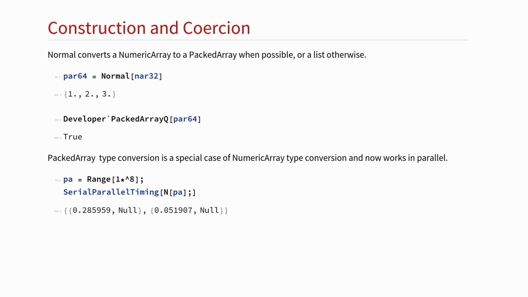And this conversion is now in parallel. So if I call Range, say with 10 to the power of 8 elements, this makes a packed array, and then I convert that to a set of floating point values, then you can see that this function N on a packed array now works in parallel. So this is the time to convert that from an integer array to a floating point array. This is the serial timing, and this is the parallel timing.